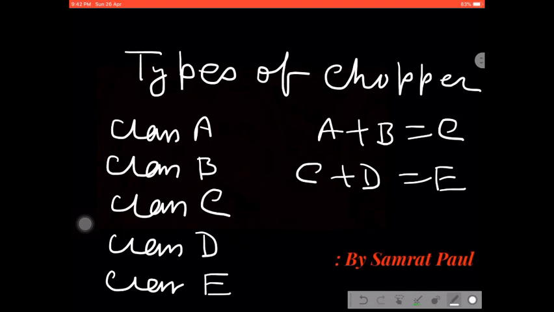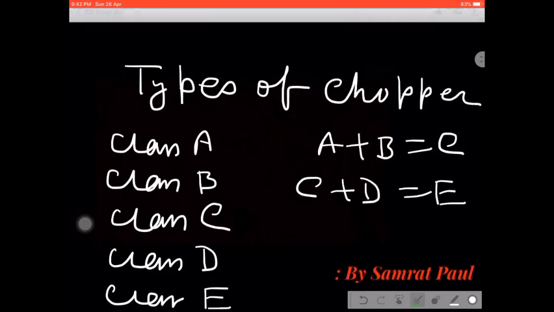That means finally we can conclude it, Class A chopper and opposite of Class A, that is Class B chopper, and summation of Class A plus B chopper, which will give you Class C chopper, and opposite of Class C, which will give you D chopper, and summation of Class C plus Class D, which will give you Class E chopper. That means 5 types of chopper circuit will be there, which is very critical to recall for any purpose.